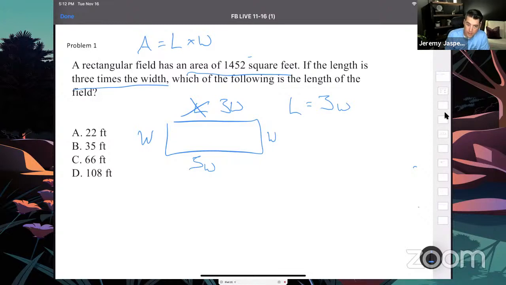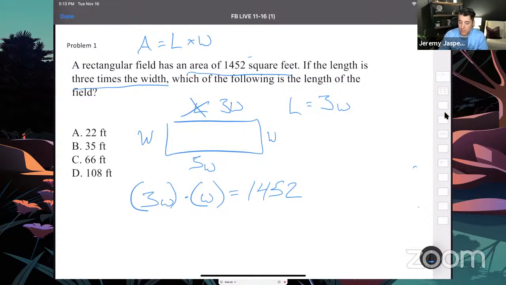That's what we got at the top here. So now if I do 3W times W, that should equal 1,452, okay? Because that's length times width, that's base times height. I'll put it in parentheses here. So, right, 3W times W.